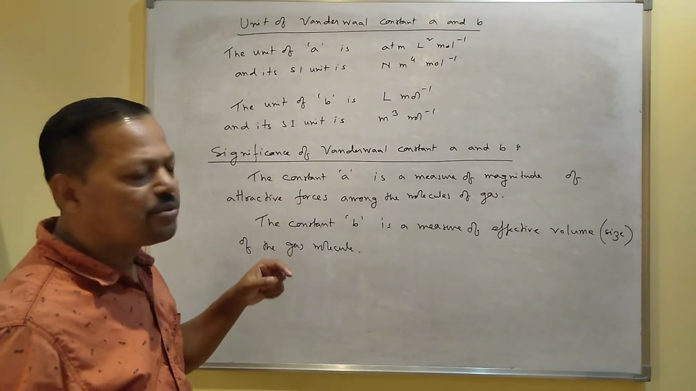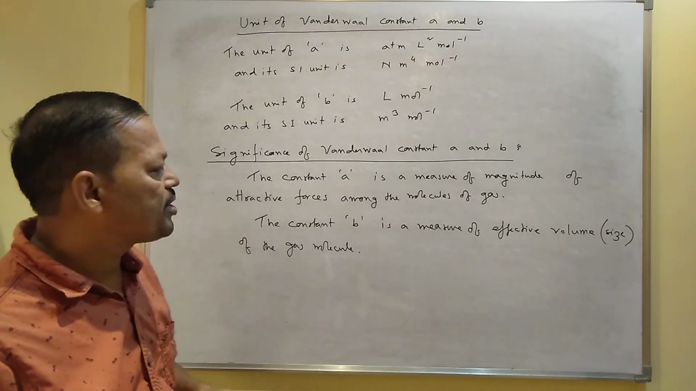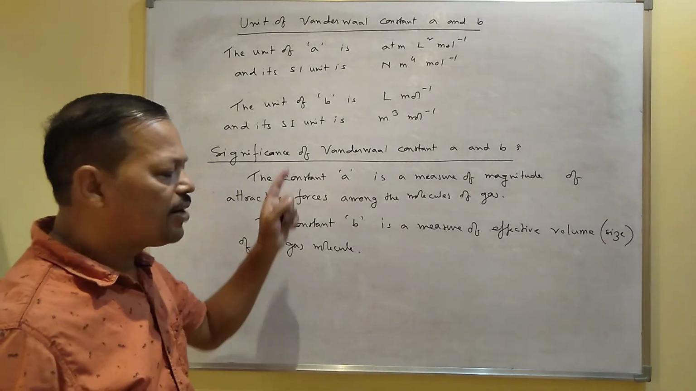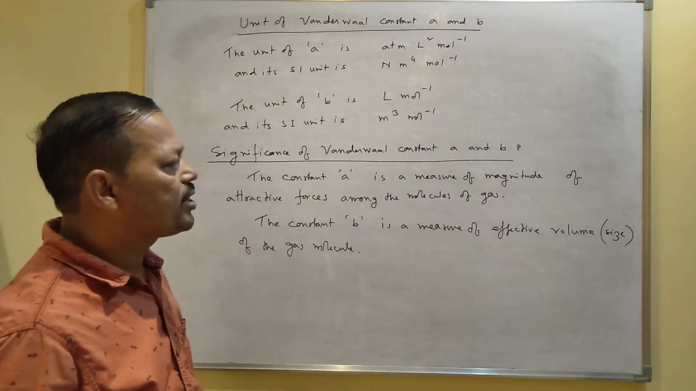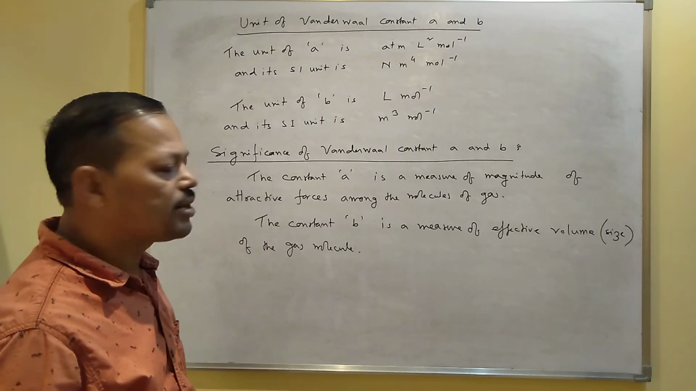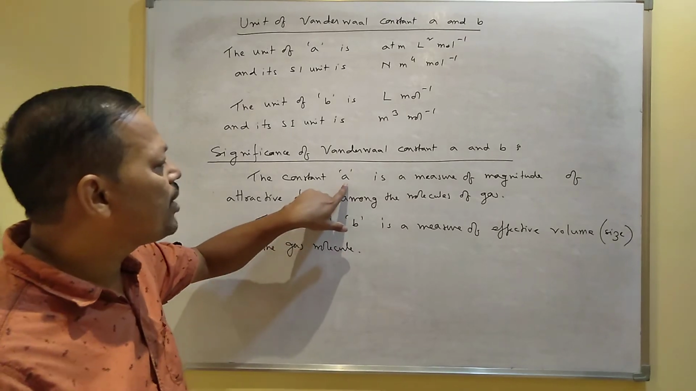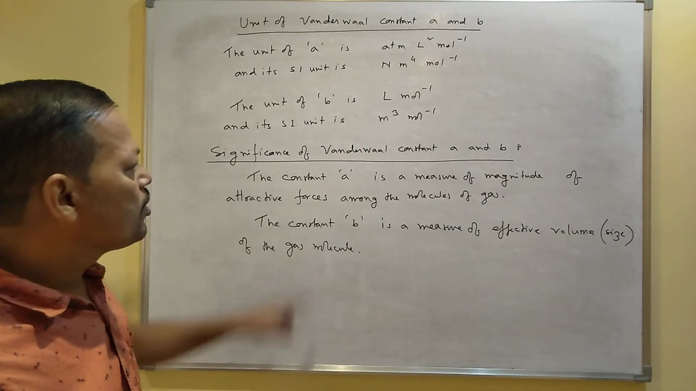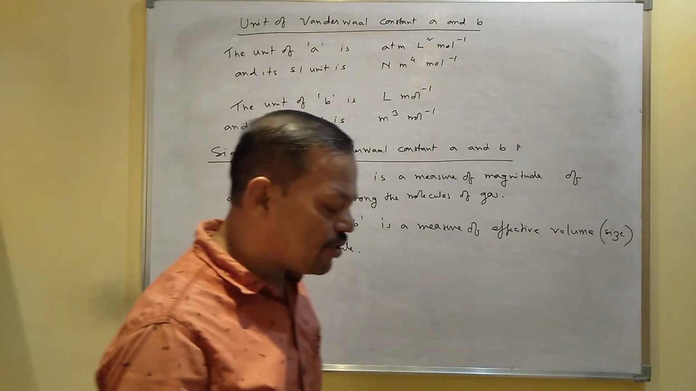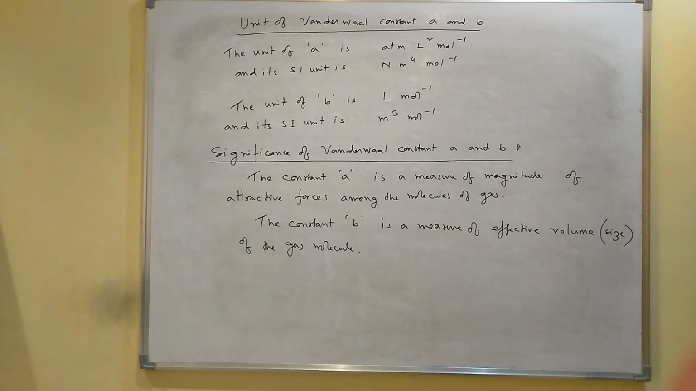And in the ideal gas equation, it is said that there is no force of attraction between the molecules, but van der Waals said that there is some force of attraction between the molecules, a little bit, and that force of attraction is represented by the van der Waals constant A. So these are the significance of constants A and B. The units and significance are very, very important. In the exam you will get the question: what are the units of van der Waals constants A and B, and what is their significance.